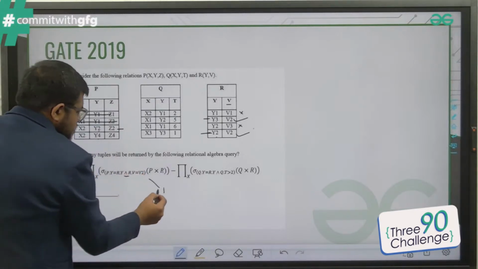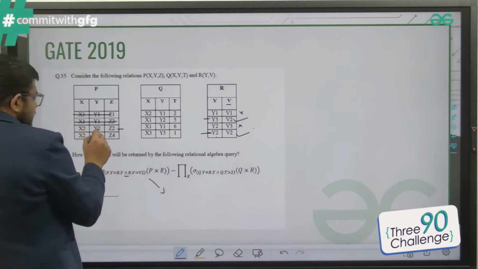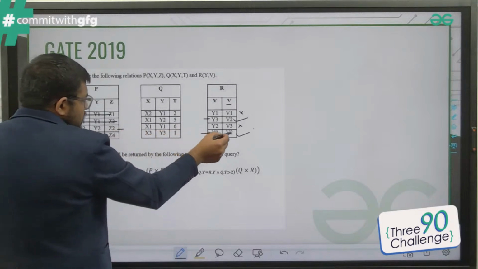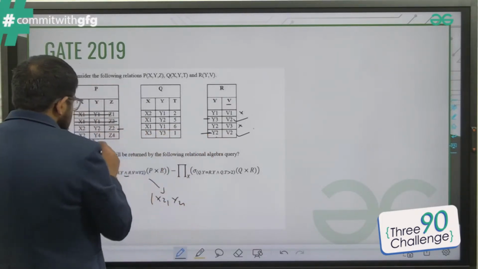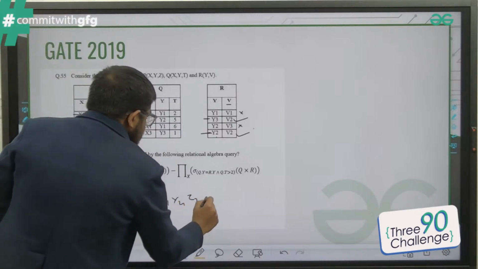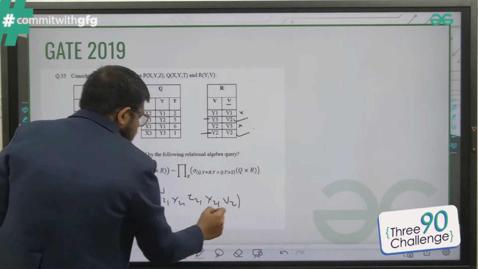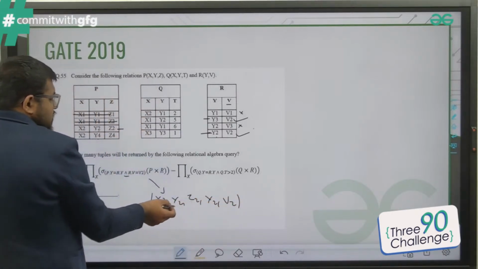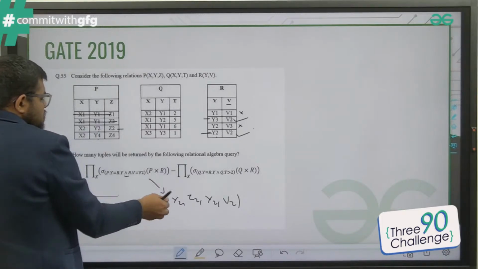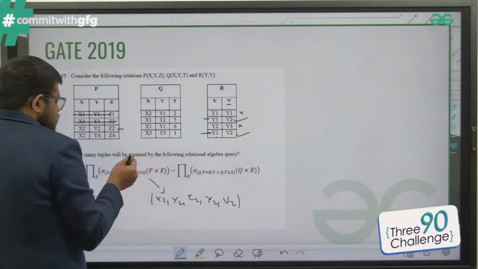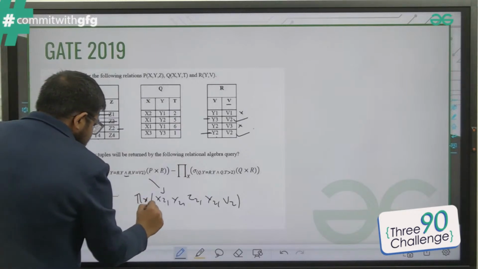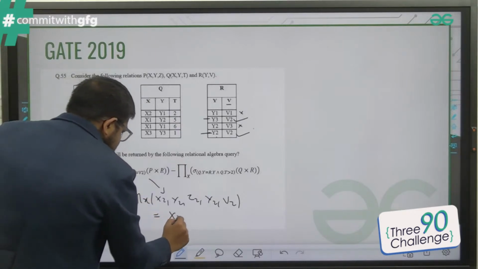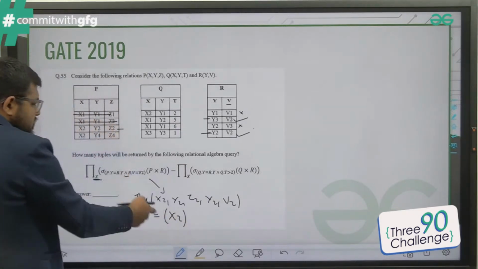So here what is the answer that you get? You get X2 Y2 Z2 Y2 V2. Now this Y2 is R.Y, and this is P.Y. So this is P.Y and this is R.Y. Don't get confused. And from that I select only the X value. So if I select only the X value, I will get X2. So from this I got X2.